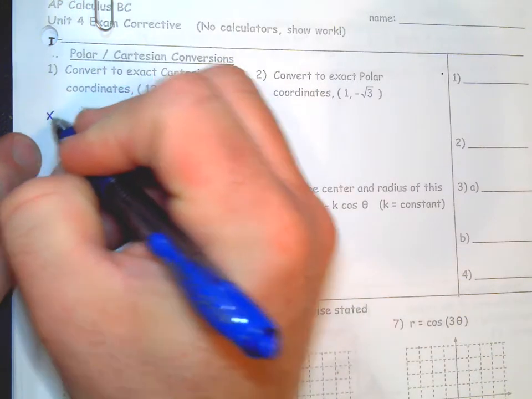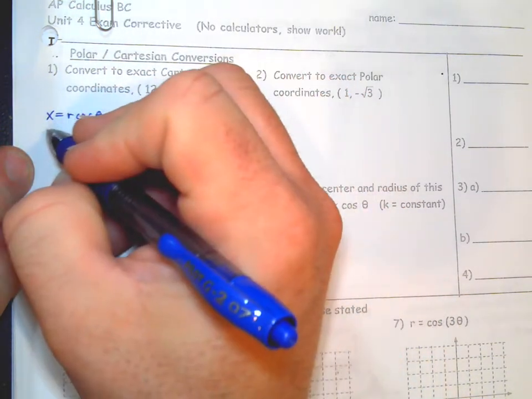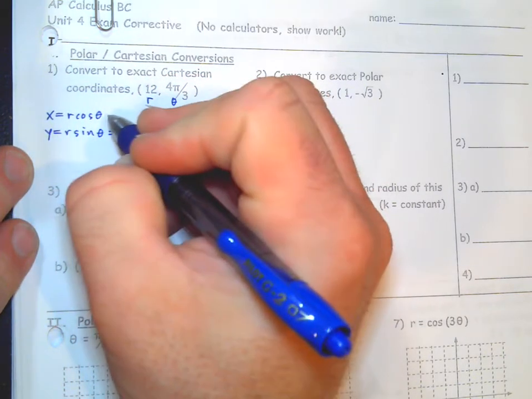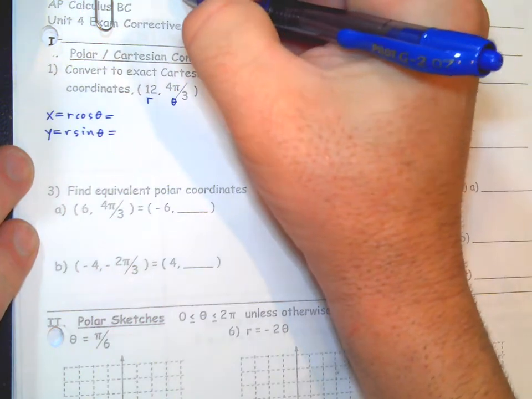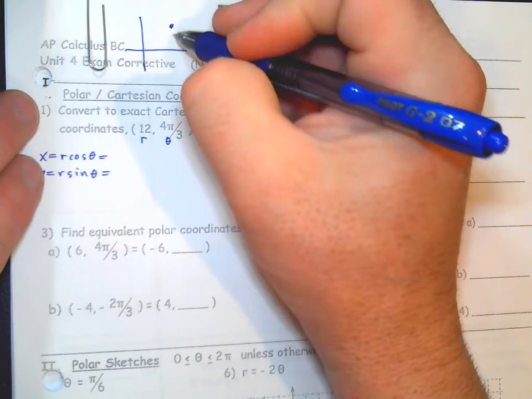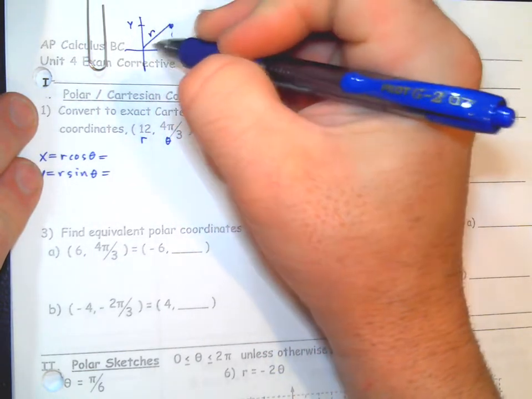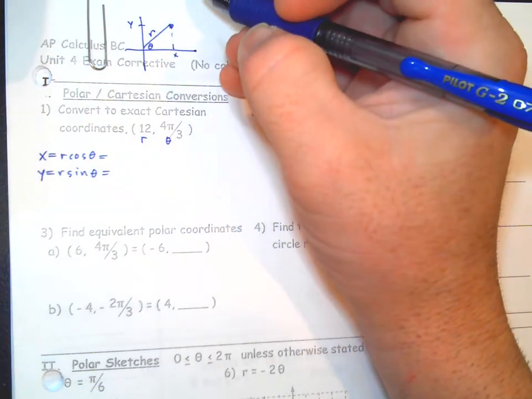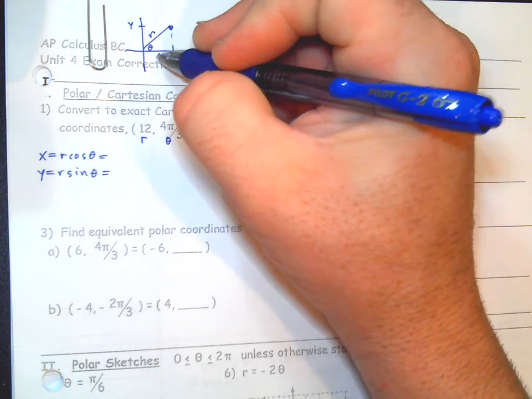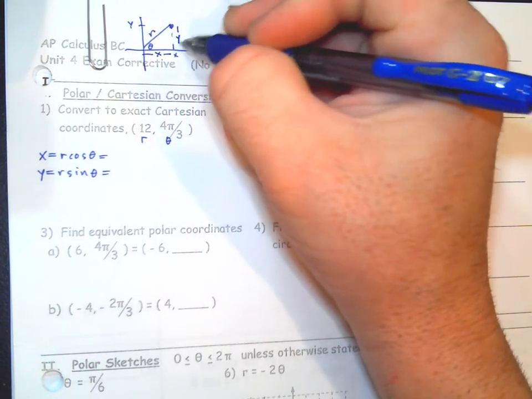have memorized is x equals r cosine theta and y equals r sine theta. Now this all comes from the basic idea of polar coordinates being related to x and y coordinates. There's a radius, there's a theta. So what happens is you get a right triangle. The length of this is going to be the x coordinate. The length of this is going to be the y coordinate.